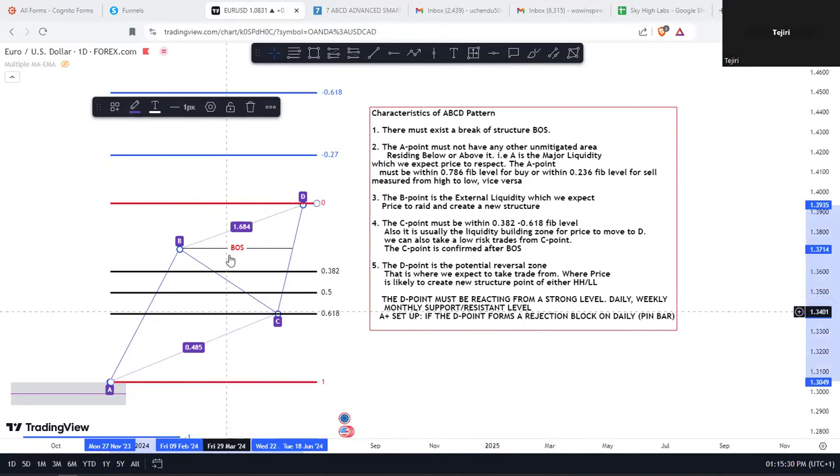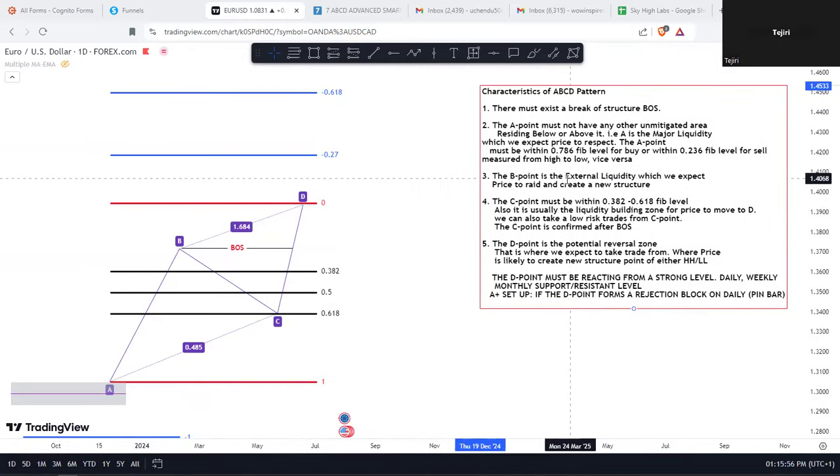So this is a typical example of an ABCD pattern. The A point must not have any other unmitigated area residing below or above it. That is, the A point is the major liquidity which we expect price to respect. The A point must be within the 0.786 Fibonacci level for buy or within the 0.236 Fibonacci level for sell. Measure from high to low, and vice versa. So let me explain this concept now.